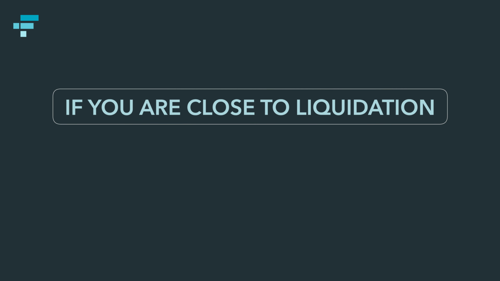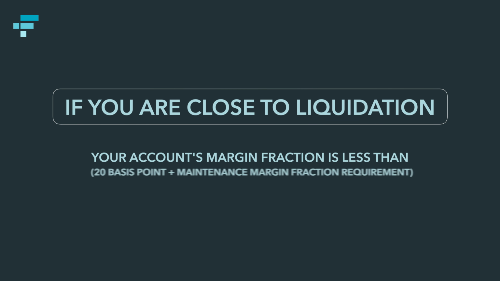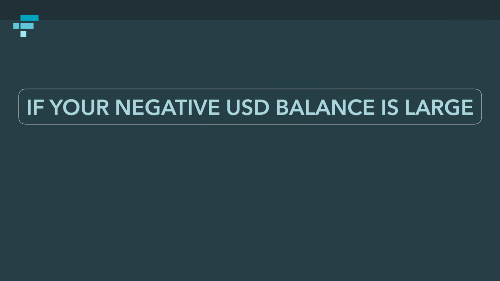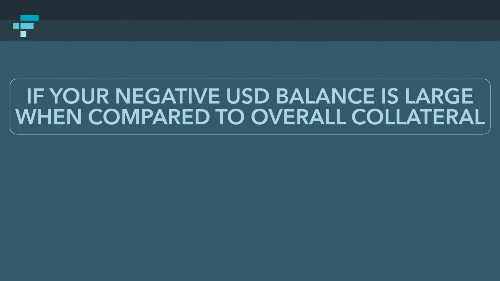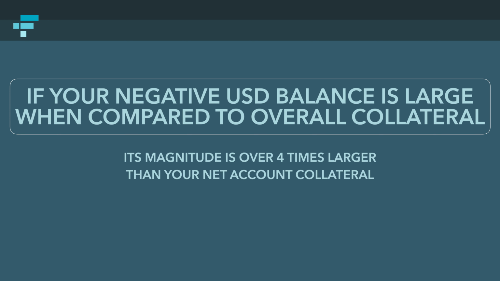Eventually, FTX will sell off your non-USD collateral into USD if your USD balance is negative, and any of the following hold. If you are close to liquidation, your account's margin fraction is less than 20 basis points plus maintenance margin fraction requirement. If your negative USD balance is large, over 30,000 in magnitude. If your negative USD balance is large when compared to overall collateral, its magnitude is over 4 times larger than your net account collateral.